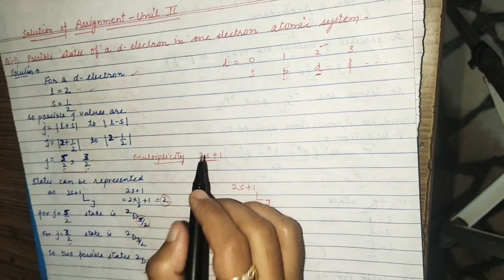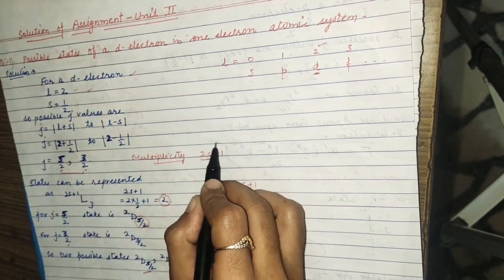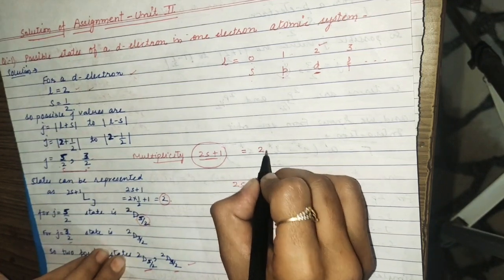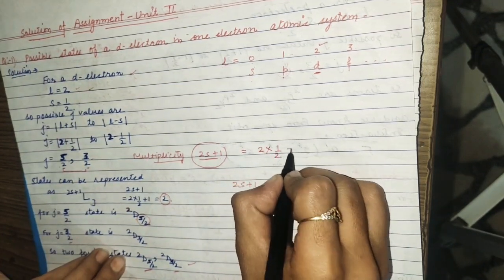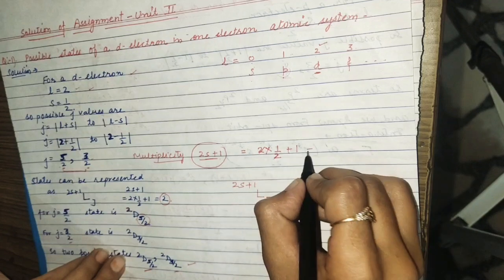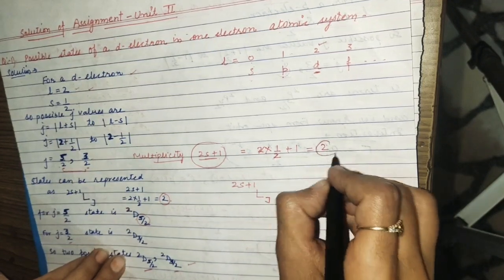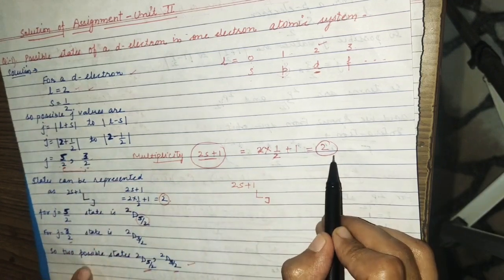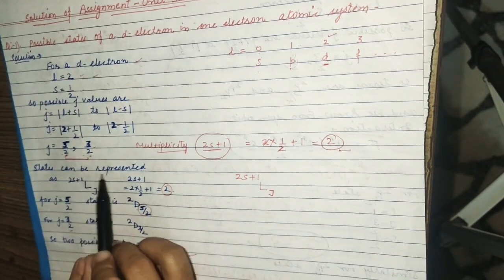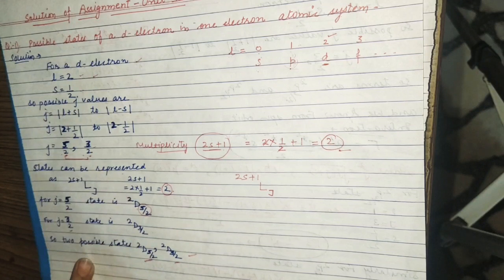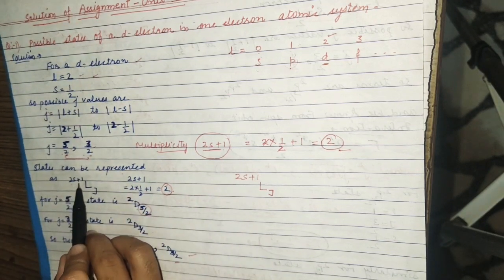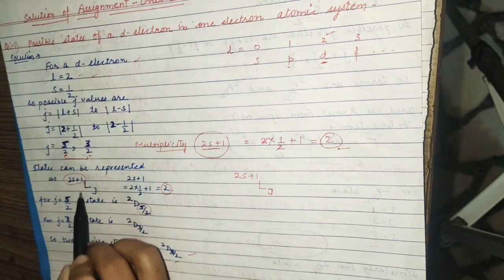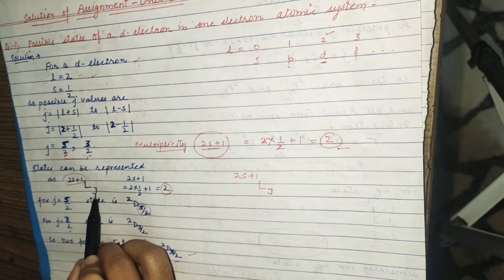And it also represents the multiplicity. Multiplicity is always given by 2S plus 1, and I can calculate it here also. The value of S is 1/2, so 2S plus 1 is 2. This 2 represents the total number of J values. There are 2 J values, so multiplicity is also 2. Now, a given state can be represented by the relation 2S plus 1, L, J. This is the multiplicity, which is in the superscript. This is the L value and this is the J value.